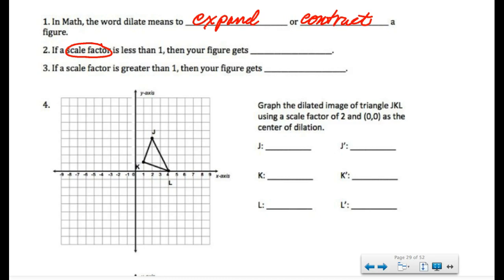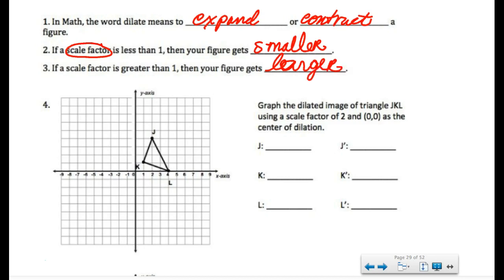If that number is less than 1, you can kind of think of percentages. Think of 1 as 100%, and if I multiply or take 90% of something or 80% of something, what it does is it shrinks it. And that happens geometrically with these as well. If a scale factor is greater than 1, like if I take 200% of something, it gets a lot bigger. And that's what happens geometrically when we're working with dilations.